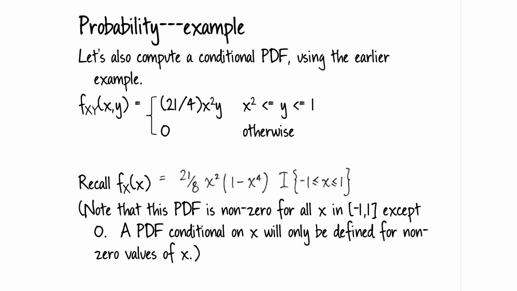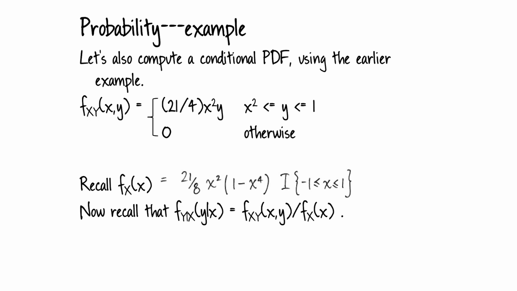Okay? So that means, in particular, if we're going to condition on x, the conditional distribution is only going to be defined for non-zero values of the PDF of x. And so a PDF conditional on x will only be defined for values in this interval except for 0. Okay? So just note that, and we'll come back to that at the end. We just have to make sure we don't forget that.